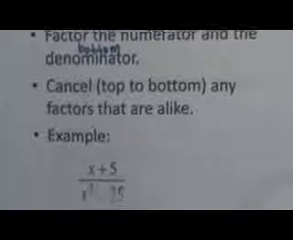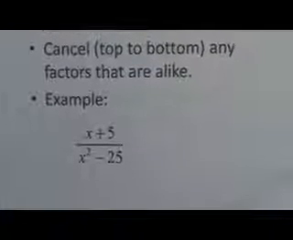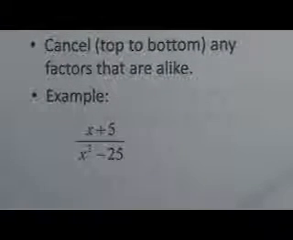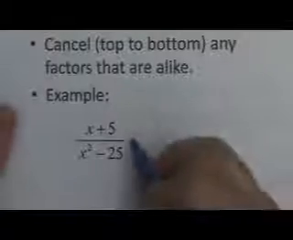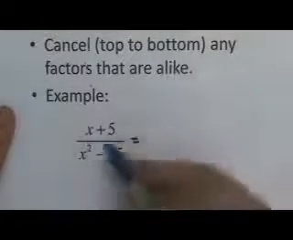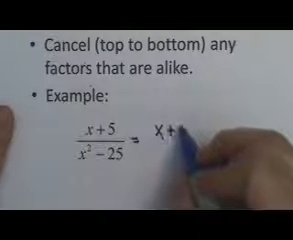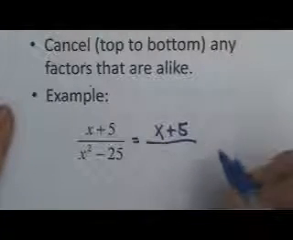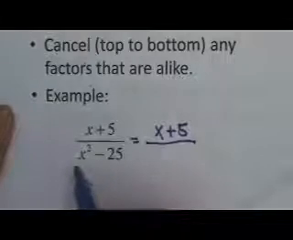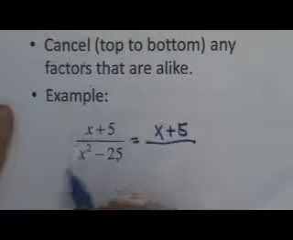Let's look at an example here. x plus 5 over x squared minus 25. Alright, let's factor. Let's look at the top here. x plus 5. I don't think we can factor that anymore, so we'll leave it as it is. Look at the denominator, the bottom here.